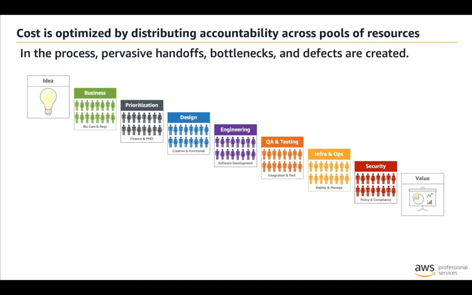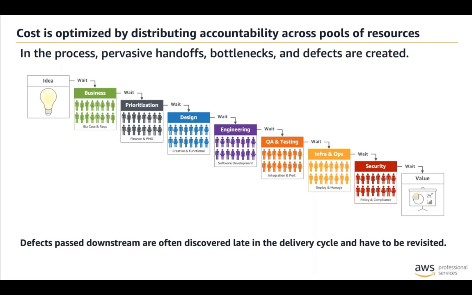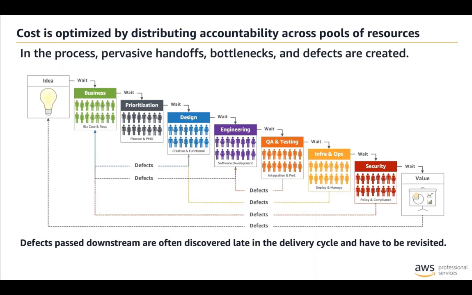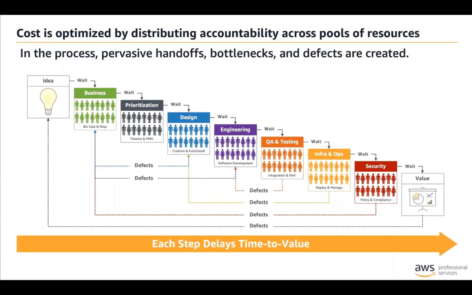As work is handed off from team to team, bottlenecks and delays are created. Teams are incentivized to work quickly to maximize their throughput, but in the process, they frequently create defects that are passed downstream, resulting in rework. If the defect is caught early in the value stream, the rework may be minimal. But if a critical security defect is found late in the delivery process, it could cause rework to be done in design and engineering, causing the entire value stream to be exercised all over again. Each handoff and defect delays time to value, which is the most pressing concern for modern digital enterprises.